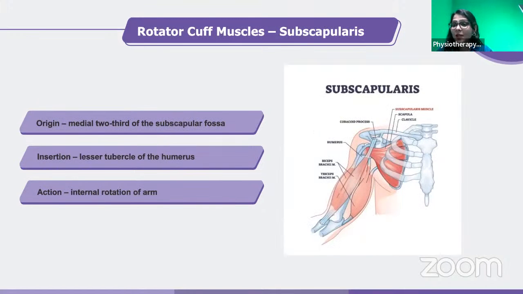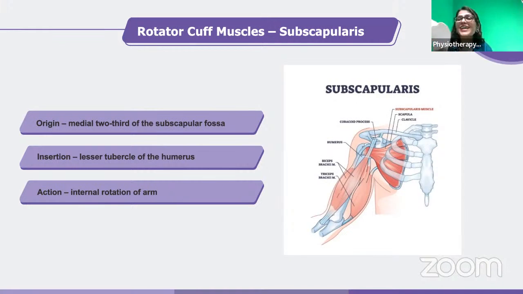Next, subscapularis. Subscapularis, you cannot palpate normally on a patient. There's a different technique to palpate subscapularis that I will show you in our next lecture, because this is all about origin and insertion. How to palpate, I will show you again. This takes origin from where? This is what? This is the subscapular fossa.